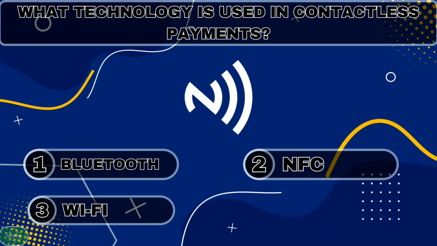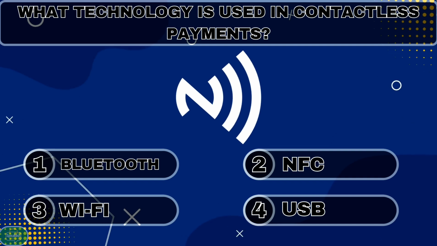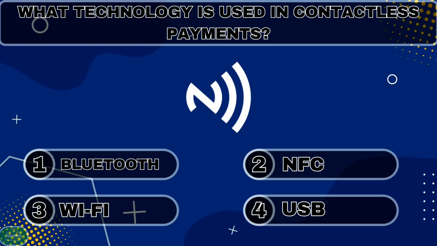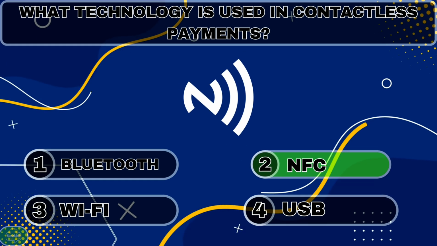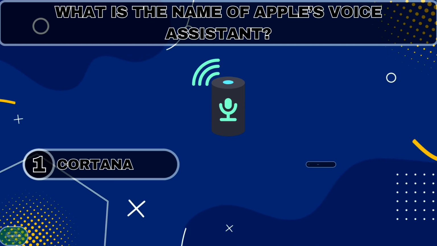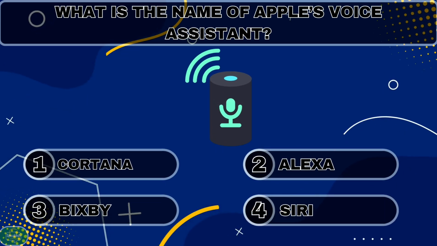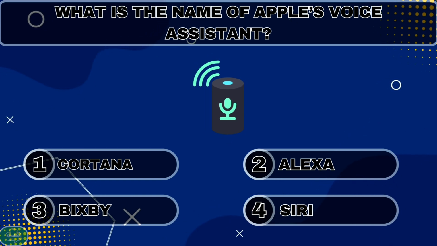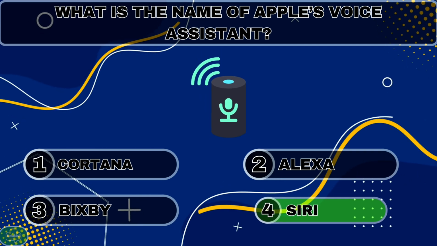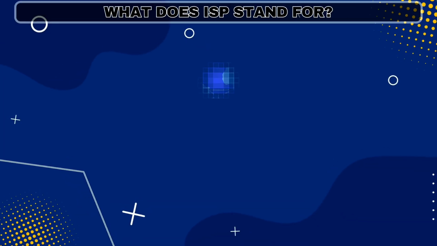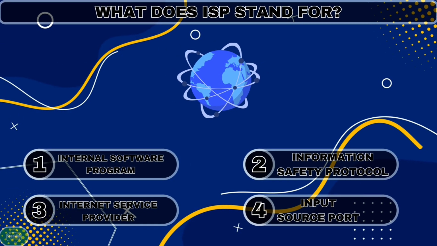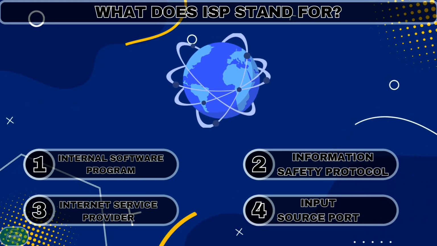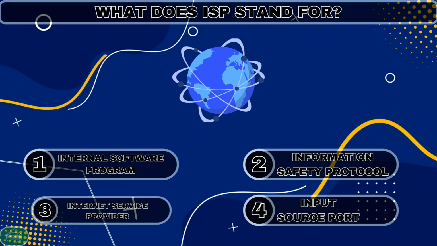What technology is used in contactless payments? NFC. What is the name of Apple's voice assistant? Siri. What does ISP stand for? Internet service provider.